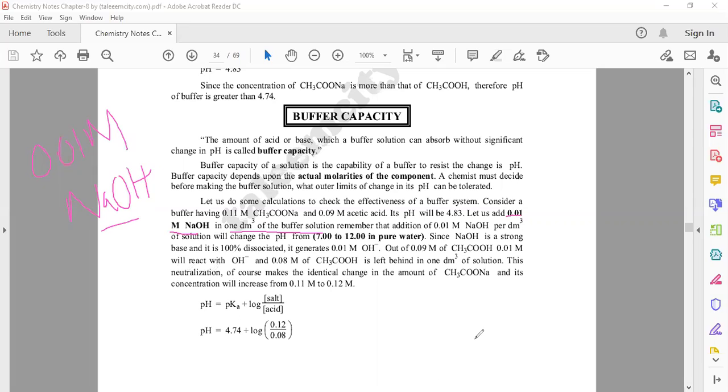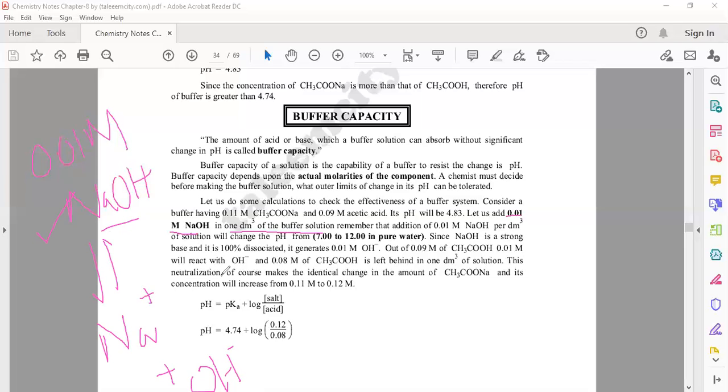When 0.01 moles of NaOH is added to 1 dm cube of buffer solution, it is 100% dissociated because it is a very strong base. It is a strong electrolyte, and strong electrolytes completely dissociate into their ions. So it will form Na positive ion plus OH negative ion, hydroxyl ion and sodium ion.